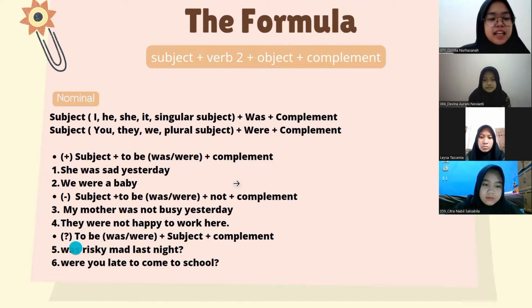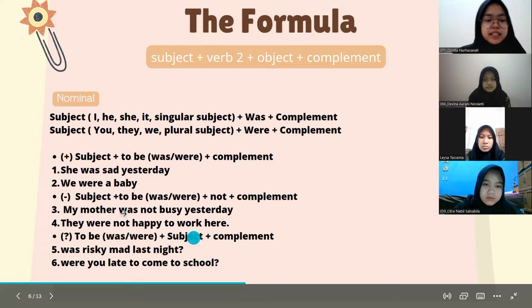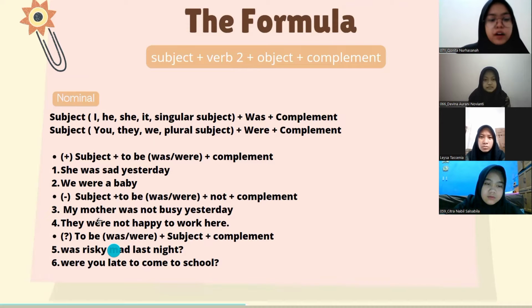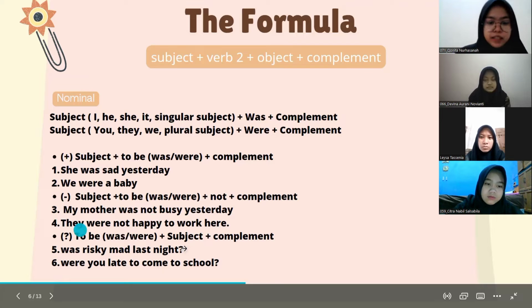And then next is interrogative sentence. It's a little different from positive and negative sentence because you put to be at the beginning of the sentence and then followed by subject and then followed by complement. So let's take a look at the example. Was is a to be, Rizky is a subject, it's a singular subject, and then last night is a complement. So was Rizky mad last night?